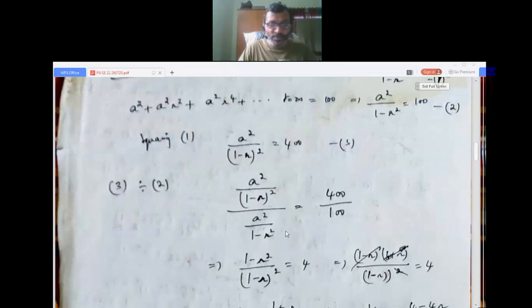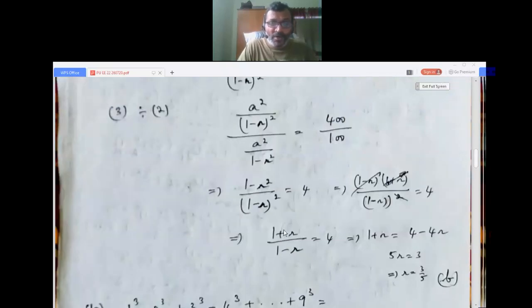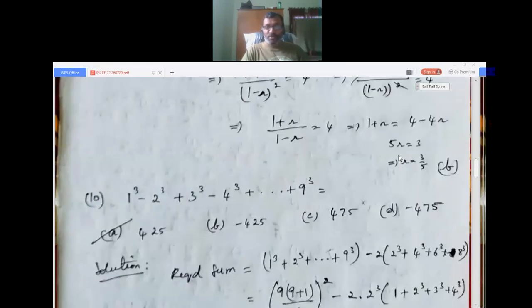So here a squared gets cancelled. 1 minus r squared by 1 minus r whole squared is equal to 4, which implies, using a squared minus b squared is a minus b into a plus b, 1 minus r into 1 plus r divided by 1 minus r whole squared. 1 minus r cancels. So 1 plus r by 1 minus r is 4. So 1 plus r is equal to 4 into 1 minus r, that is 4 minus 4r. So 5r equals 3, which implies r equals 3 by 5. So the common ratio r equals 3 by 5.